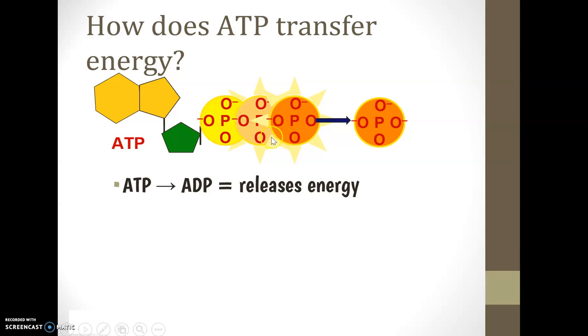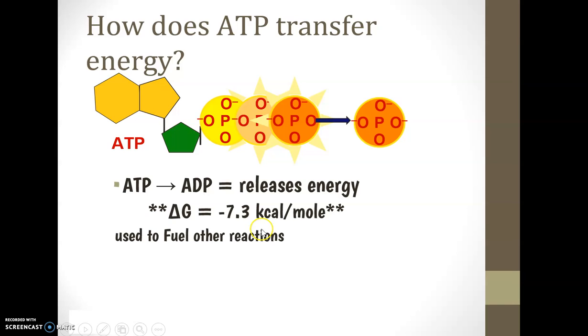Well, what's going to happen is we're going to release a phosphate group. Once we release a phosphate group, that means we've broken a bond, which means now, guess what? We have energy free flowing. So we take this energy and use it to fuel other reactions.